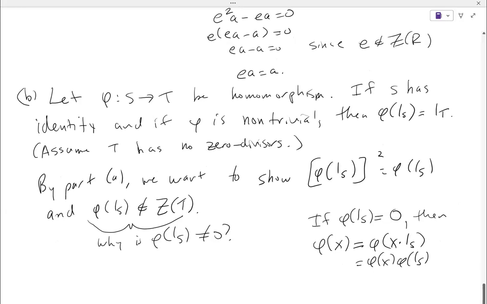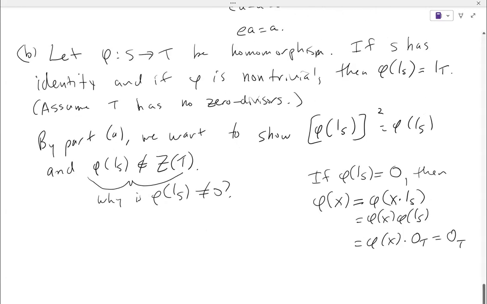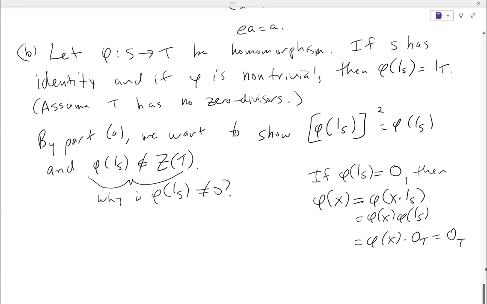But what did we just say that phi of 1 is? 0. And anything times 0 is 0, right? So what does that mean your homomorphism is, or the entire function is? Everything gets mapped to 0. And what kind of a homomorphism do we say we have? Non-trivial. So this would make it trivial. We want a non-trivial one. That's exactly right. So this can't happen. If phi of 1s is equal to 0, then our phi is the trivial homomorphism, which we don't have.